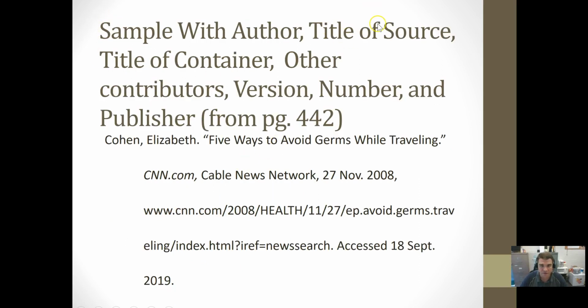So here's a sample with the author, title of the source, container, other contributors, versions, number, and publisher. And this is from page 442. We have the author, Elizabeth Cohen, title of the article. Here is the container, CNN.com. Publisher, Cable News Network, which is CNN. Date it was published, and then the URL, and then the date we accessed it. This is how you would cite an article from a website with the author named: author, title, container, publisher, date changed, URL, date accessed.